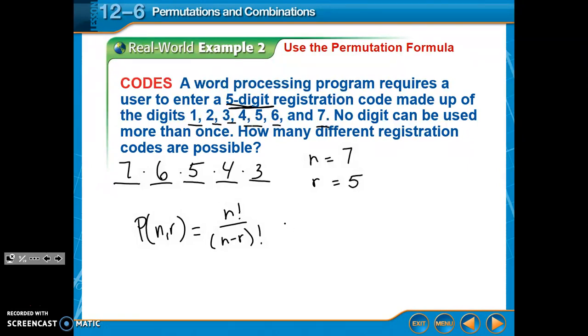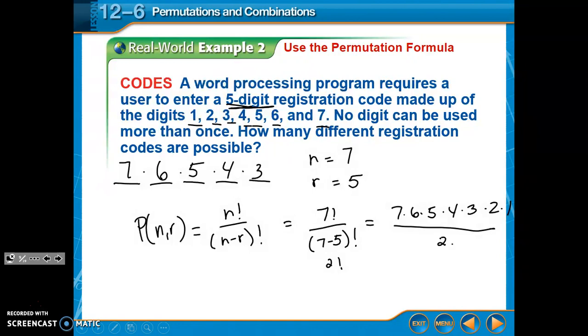So we can solve this by putting this into this formula. So we're going to do 7 factorial over 7 minus 5 factorial. So now 7 factorial is 7 times 6 times 5 times 4 times 3 times 2 times 1. And 7 minus 5 is 2, so this means it's 2 factorial on the bottom, which is 2 times 1. Now, I can cancel these out because they're on top and bottom with multiplication, which means I get that same thing that I did over here.